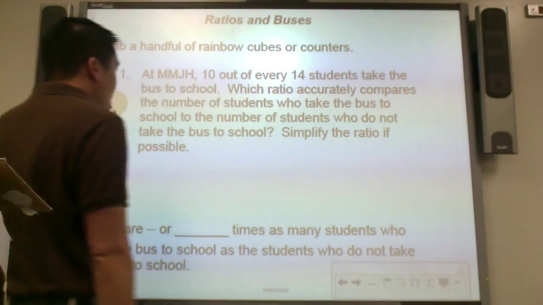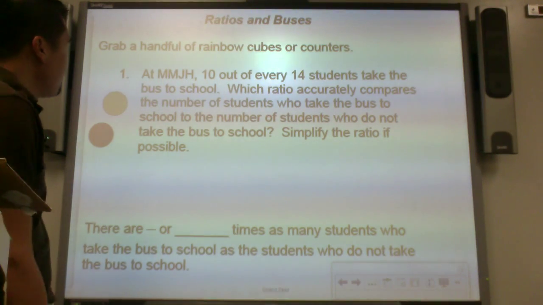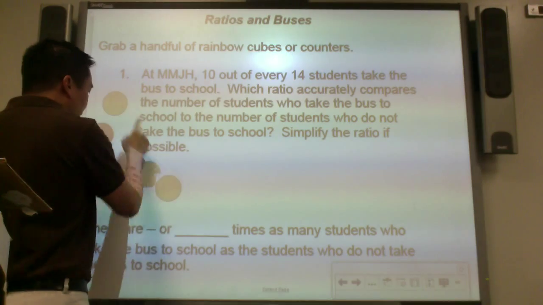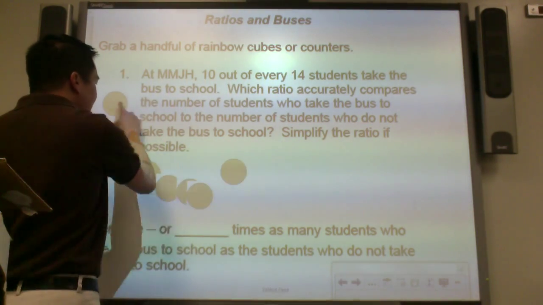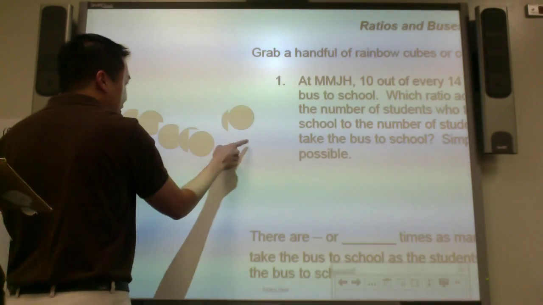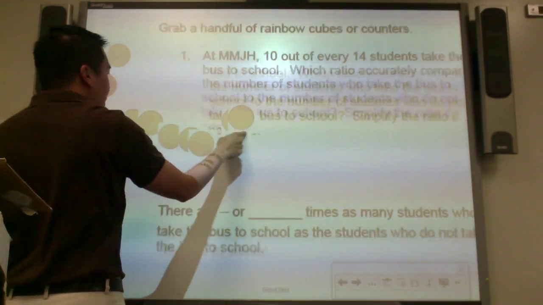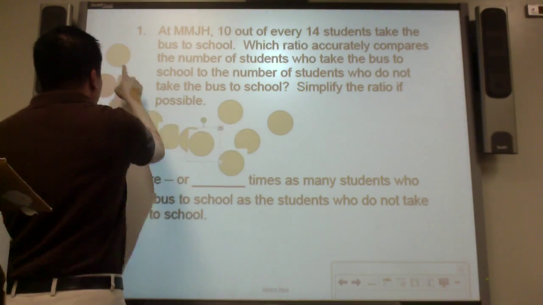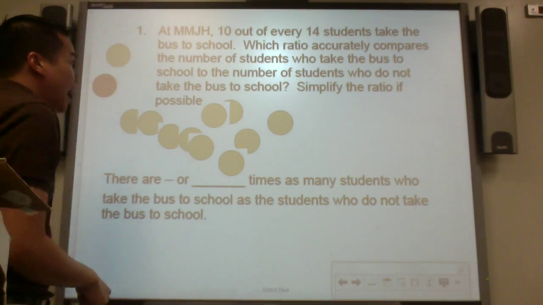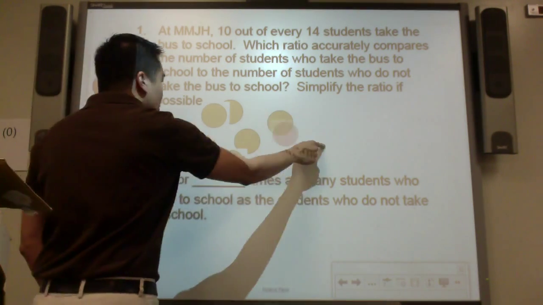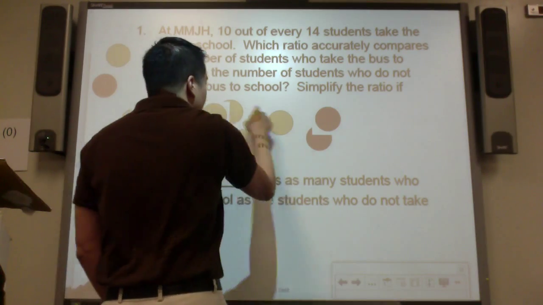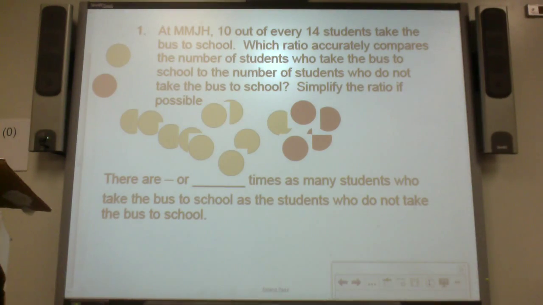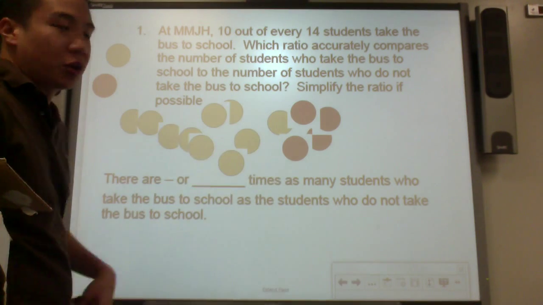Grab a handful of rainbow cubes. We're still going to use our yellow-red item. 10 out of every 14 students, 1, 2, 3, 4, 5, 6, 7, 8, 9, 10, take the school bus. So 10 people take the school bus, 4 do not.